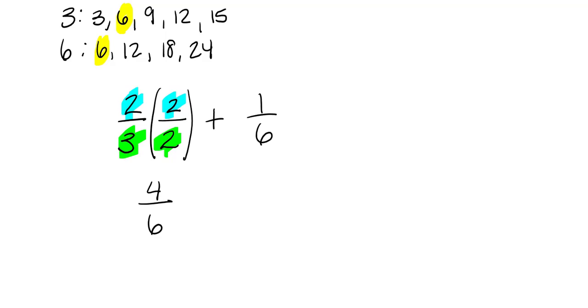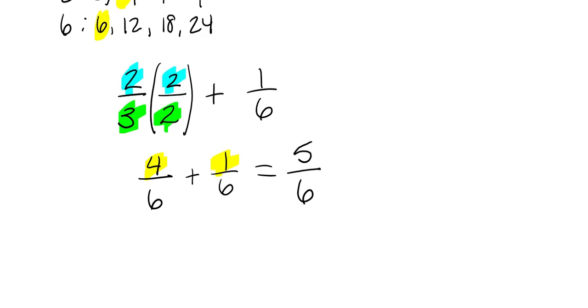Now, 4/6 is the same value as 2/3, but we're just making it into a new denominator so we can add these two together. So then we go ahead and add, because we have 4/6 plus 1/6. What we do is we add the top numbers together and we keep our denominator. That's really important, to always keep our denominator. So this is 6, and then 4 plus 1, which is 5.